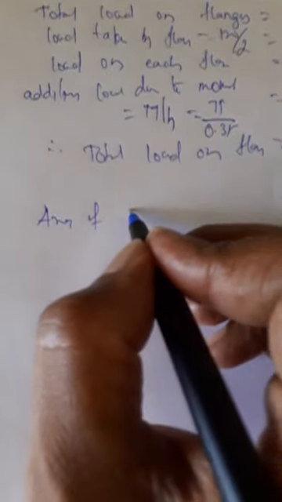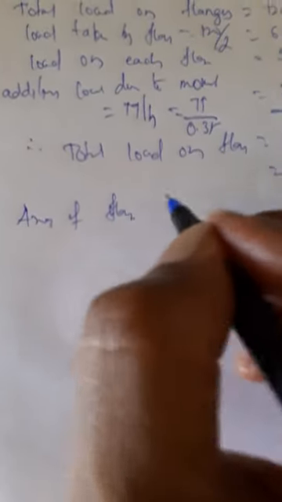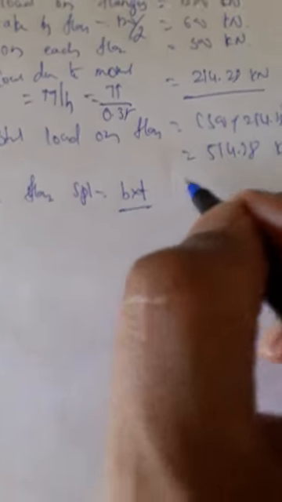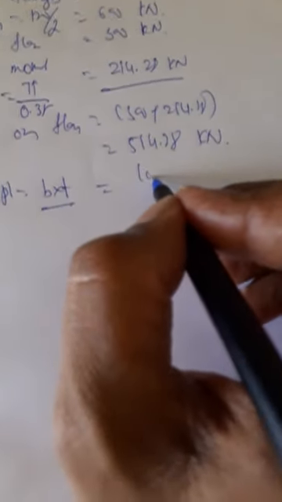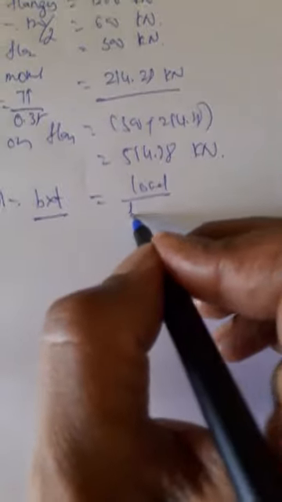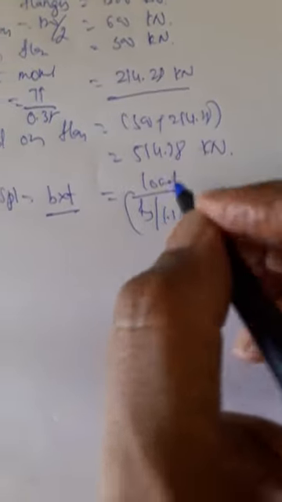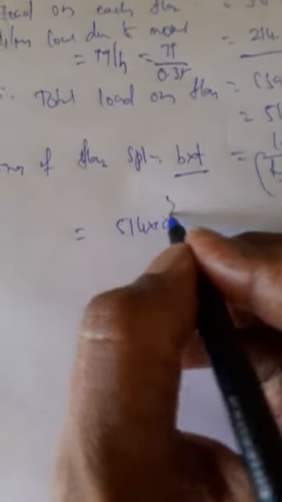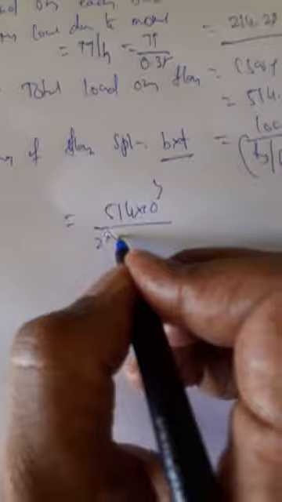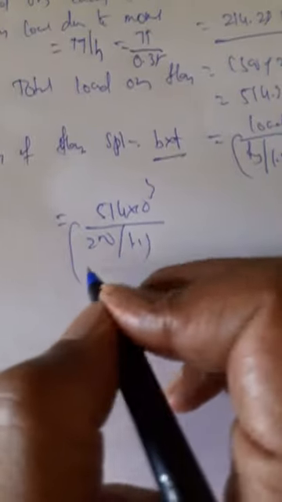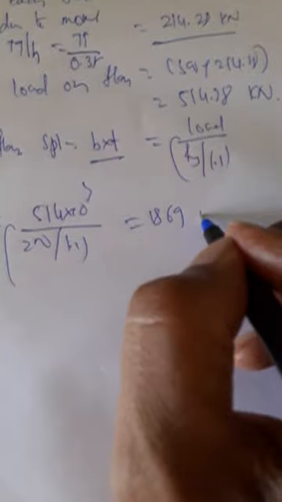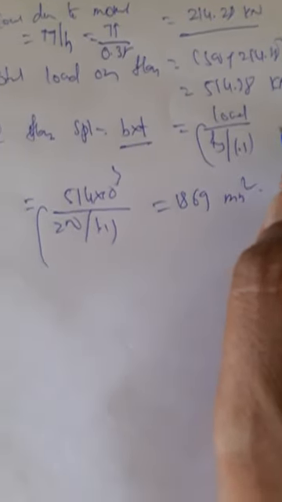Next, area of flange splice is equal to B times T, and that is given by load divided by Fy divided by 1.1. So we have the answer. So load is 514 into 10 raised to 3 newtons divided by 250 divided by 1.1, partial safety factor. So you have the answer 1869 mm square.